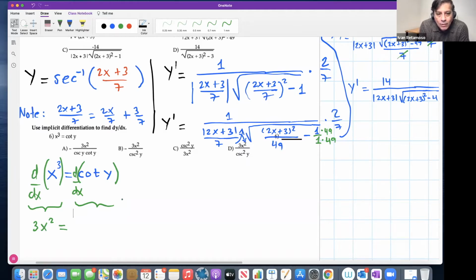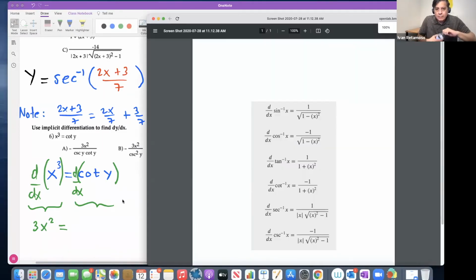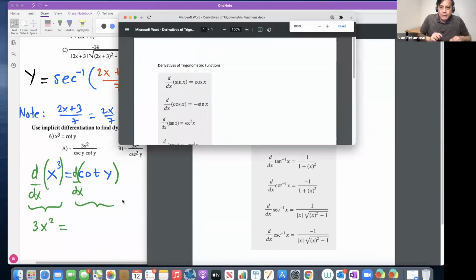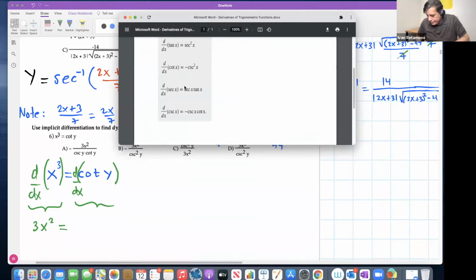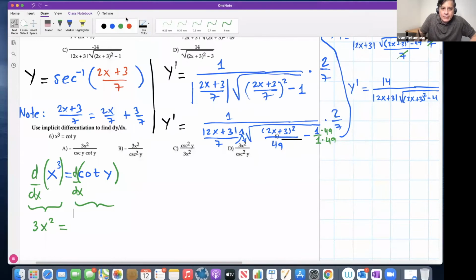Derivative of cotangent of y now. Anybody could tell us the derivative of cotangent y? You can look at this sheet if you need it. Now this is the one for the inverse, right? It's inverse functions. Now we're working with the actual function. So this one. Find it there. Cotangent is there, right? So the derivative of cotangent is going to be minus cosecant squared, right? Minus cosecant squared. So this is what we have to write here.